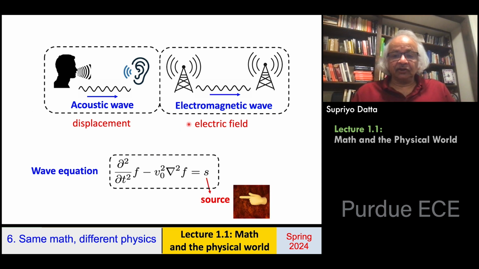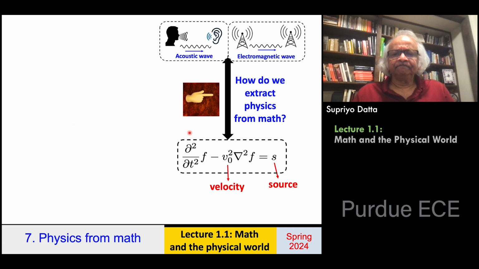In either case, there's also a source term, something that generates the wave. For acoustic waves, it's my vocal cords that are vibrating and generating the wave, or it could be a guitar string that you pluck, for example. With electromagnetic waves, as I just mentioned, the source is some kind of an oscillating current, when electrons are jiggling around. So again, very different physical things, but the mathematical description looks similar: this basic wave equation.